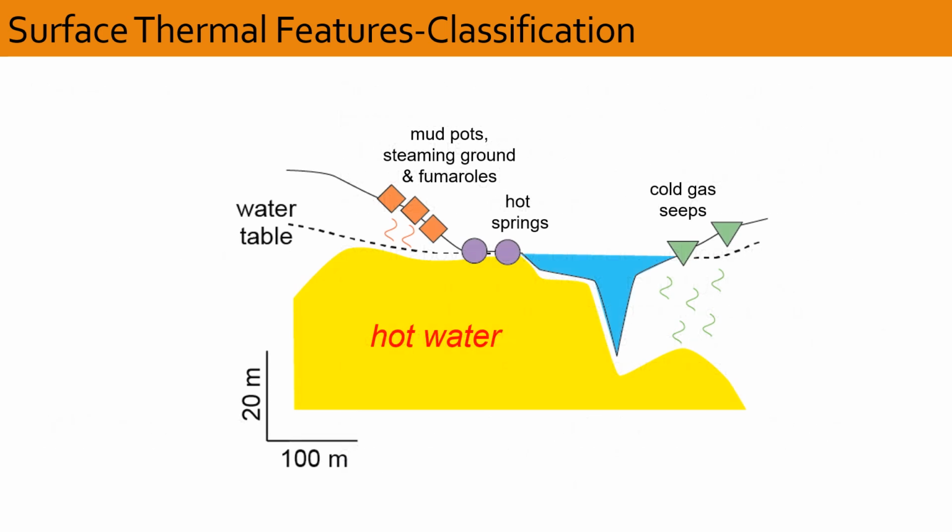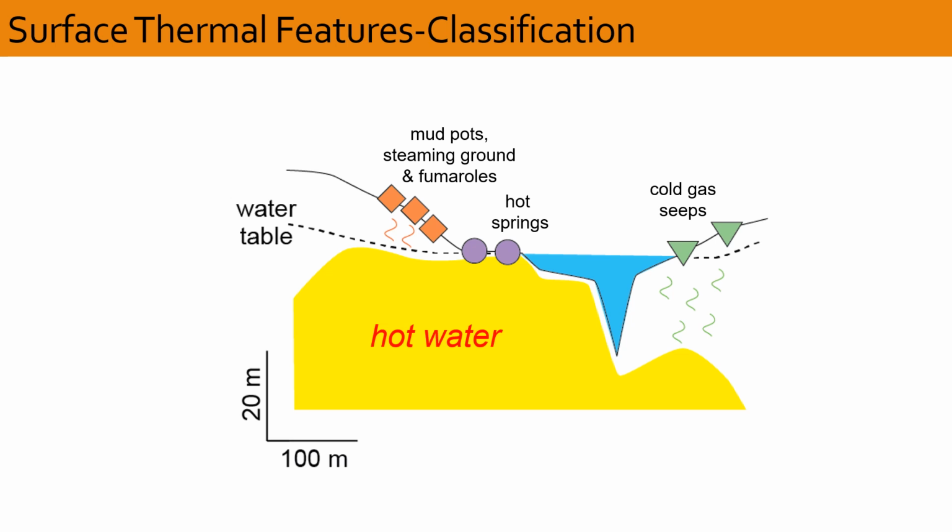Here, the three different types of surface thermal features are shown in shallow hydrologic context in cross-sectional view. The continuous black line represents the surface and slopes downward to the right into a lake-filled depression. The dashed line represents the hydrothermal water table that separates the vadose zone from the phreatic zone.